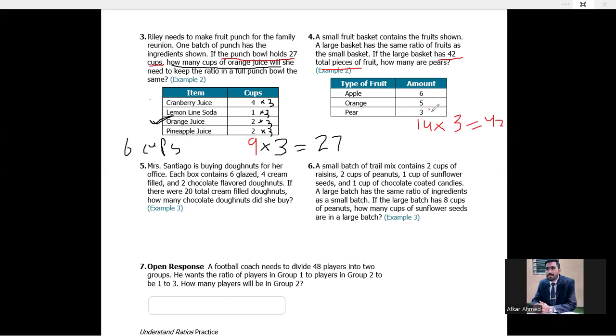So you will multiply all of these numbers by 3. Now this is your task, to check what he is asking and what your answer will be. You will write the answer here. How many are the peers here? So you will look in front of peers and calculate how many peers there will be.